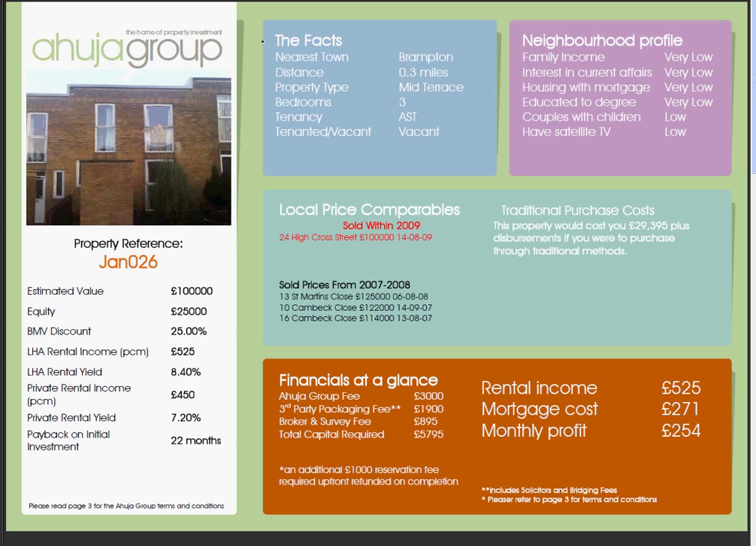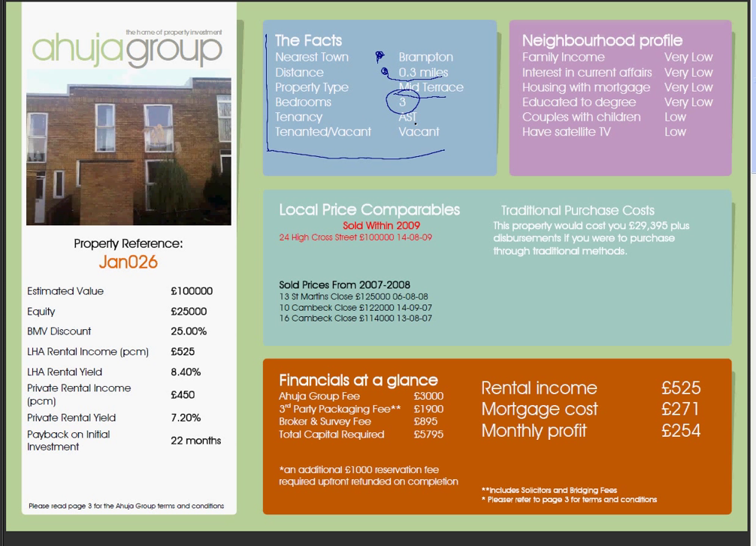And now we've got the facts. Now this is all about the actual property itself. Now it just tells you the nearest town, which is Brampton in Cumbria, the distance from the town, so that's 0.3 miles. Property type, so you can have semi-detached, detached, terrace, and this is a terrace. Number of bedrooms, which is 3.